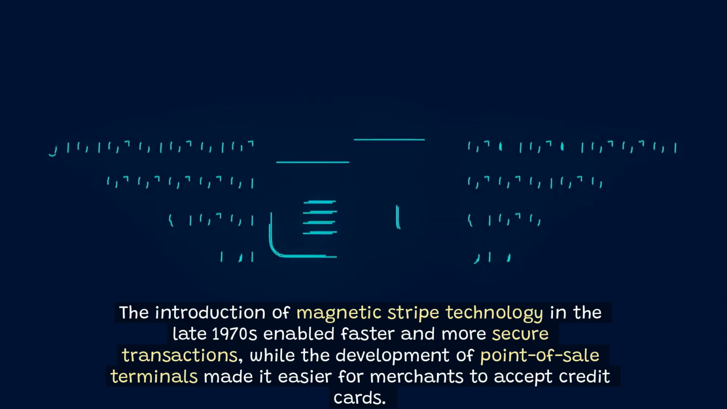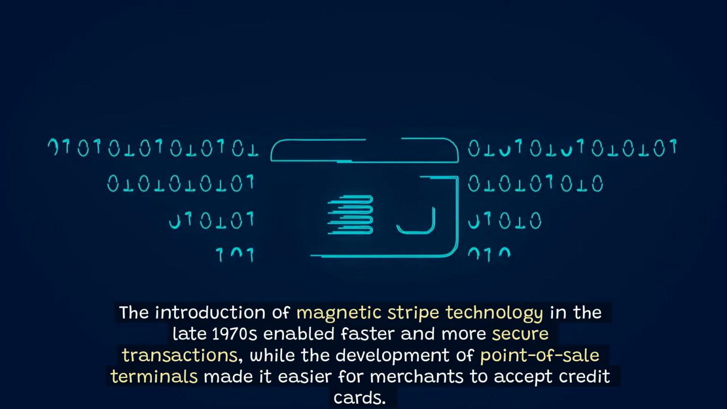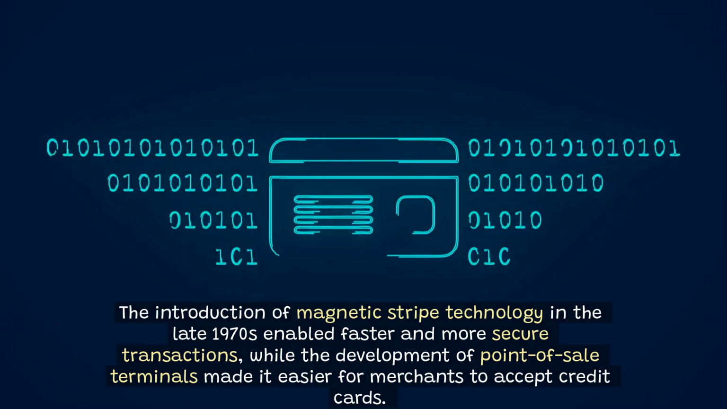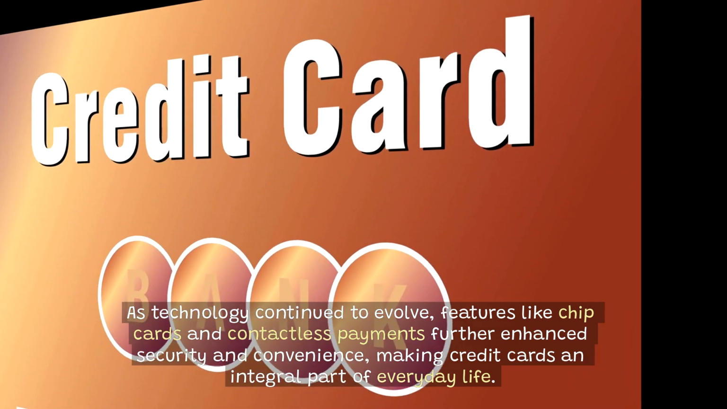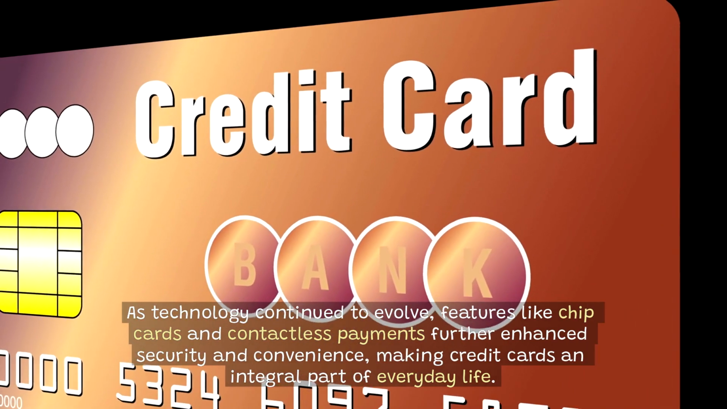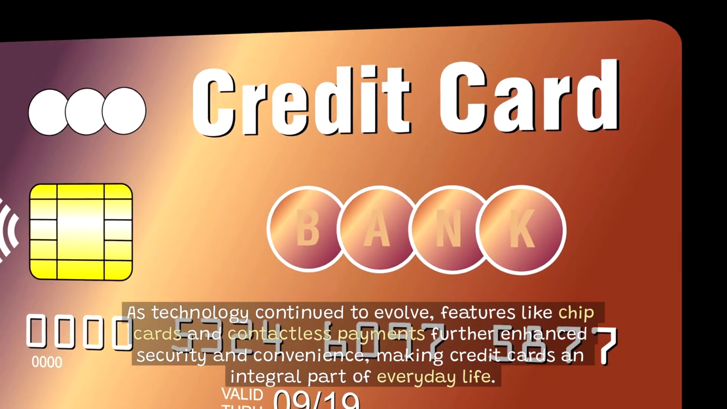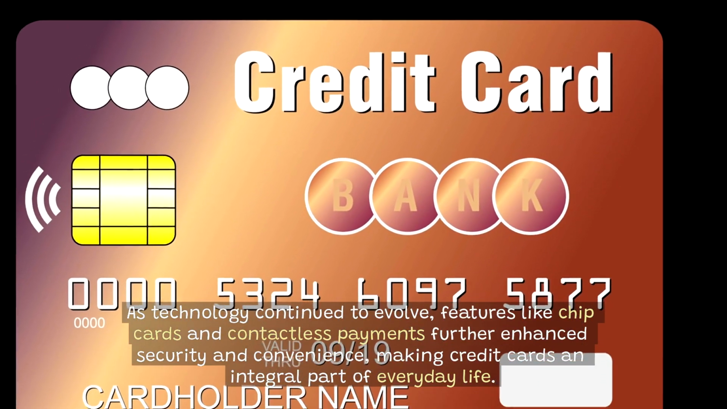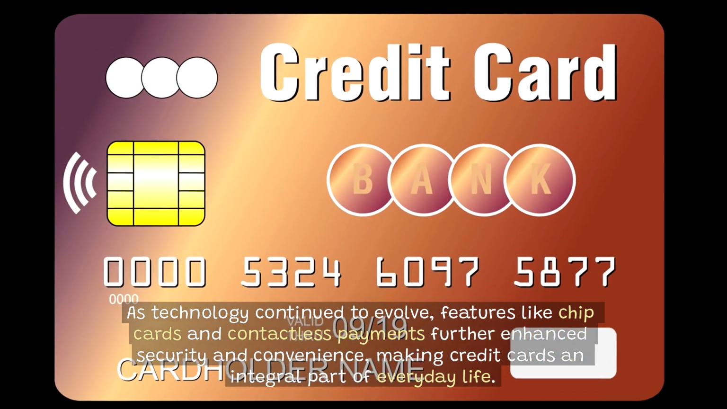The introduction of magnetic stripe technology in the late 1970s enabled faster and more secure transactions, while the development of point-of-sale terminals made it easier for merchants to accept credit cards. As technology continued to evolve, features like chip cards and contactless payments further enhanced security and convenience, making credit cards an integral part of everyday life.